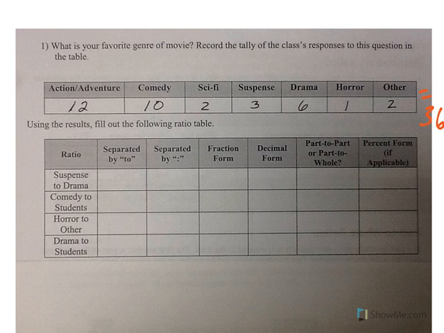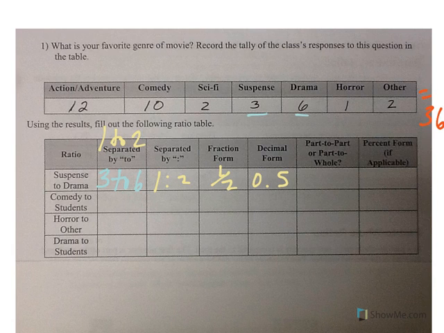Now first, we're going to go suspense to drama in the first one. So whatever you start with, suspense. So we're going to start with our suspense number, 3, to how many are in drama? 6. Now, this is not reduced. 3 to 6 can be reduced to 1 to 2 because 3 and 6 are both divisible by 3. So that means we have 1:2. Fraction form would be 1/2. As a decimal, 1/2 is 0.5.